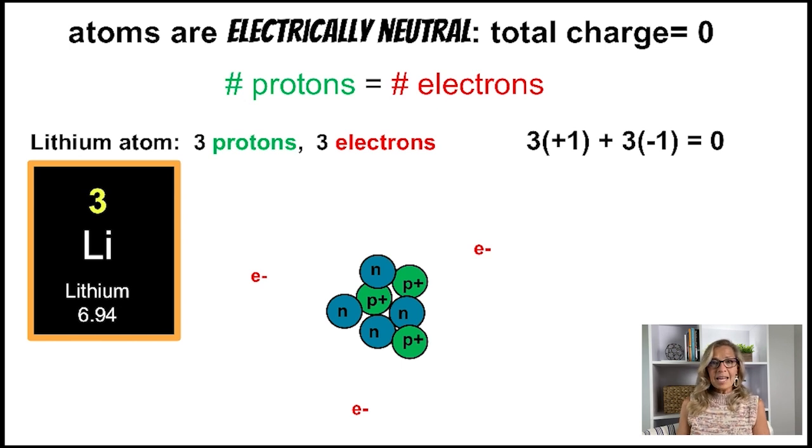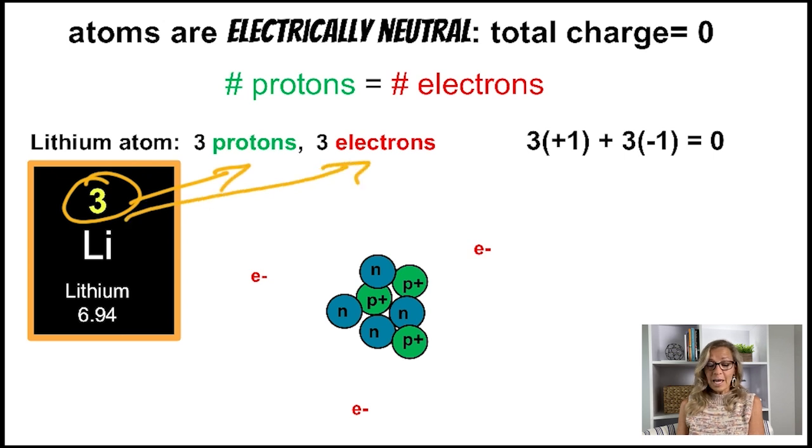Now, since atoms are electrically neutral, they have the same number of protons and electrons. So not only does atomic number tell us how many protons, it also tells us how many electrons. If the charge of each proton is +1 and the charge of each electron is -1, this atom is electrically neutral. Because remember, neutrons have 0 charge, so they don't impact the charge at all.